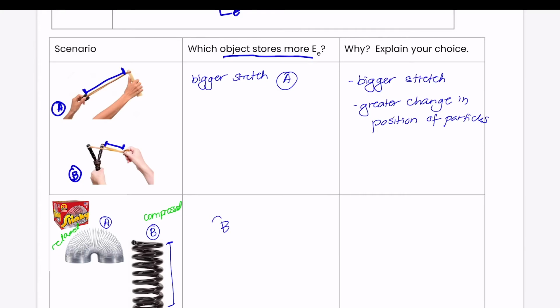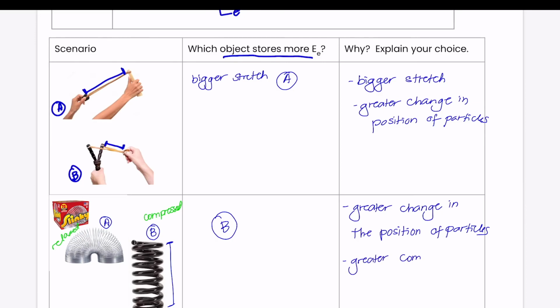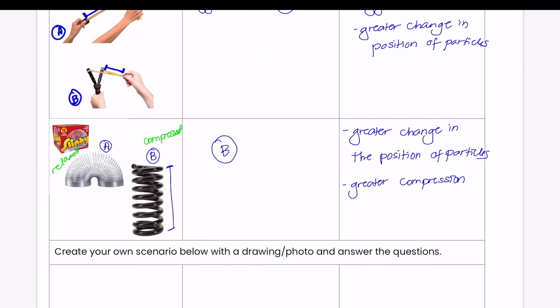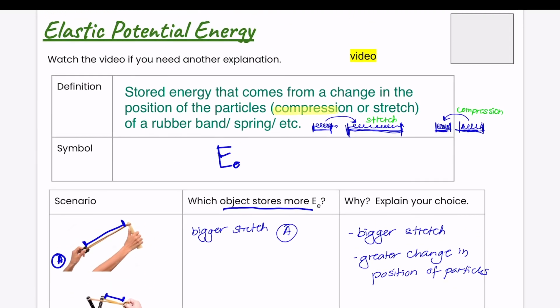So we're going to say B has more potential energy because it has a greater change in the position of particles. Okay, in other words, it has a greater compression than A. And so now below, what you're going to do is create your own scenario. So make sure that you're talking about something that is compressing or stretching, and that would be elastic potential energy.